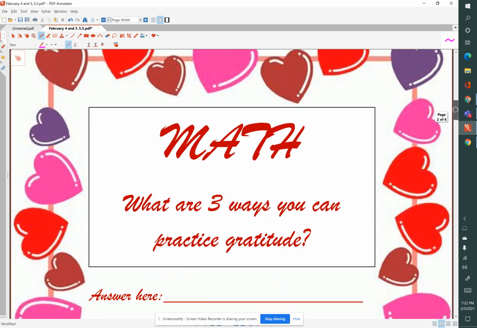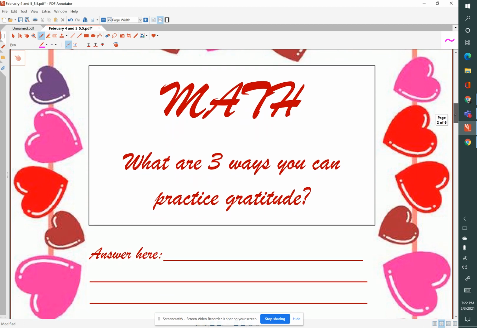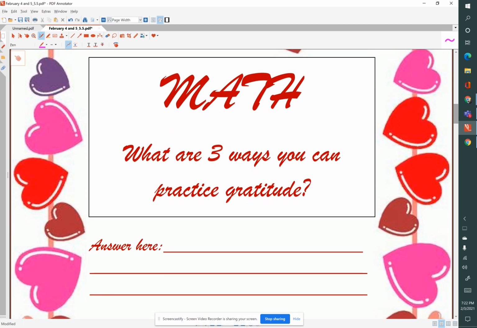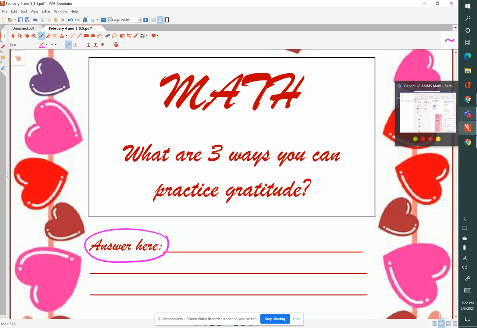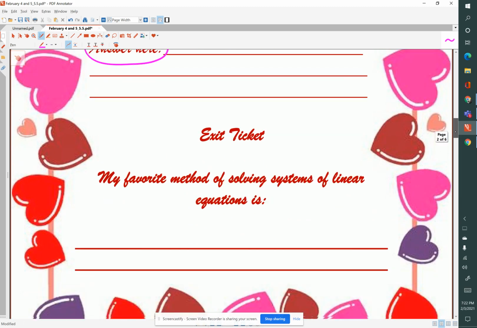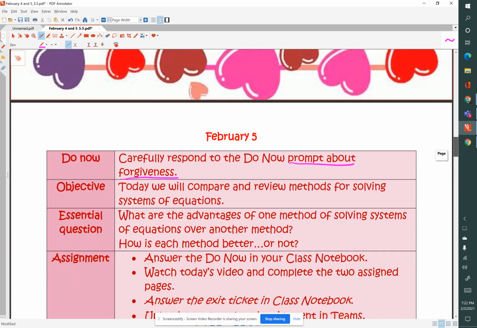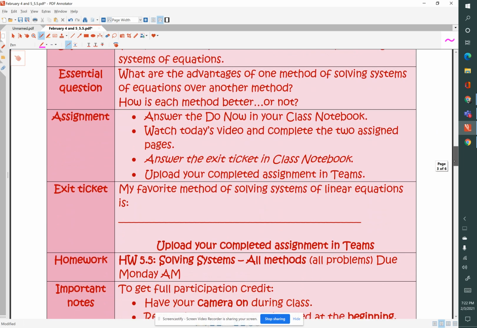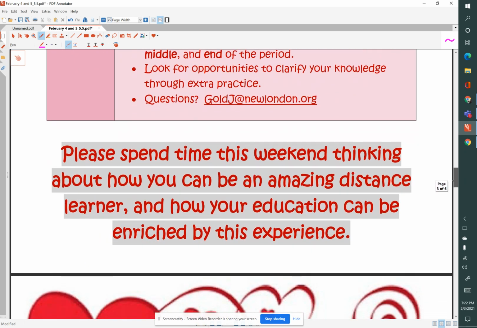For the Thursday group, we want you to note 3 ways that you can practice gratitude or being thankful. And please write that right here. I'm so thankful this week for you, your hard work, for my grandchildren, and for the opportunity to teach. We'll get to our exit ticket in a minute. Let's look at the do now prompt for February 5th.